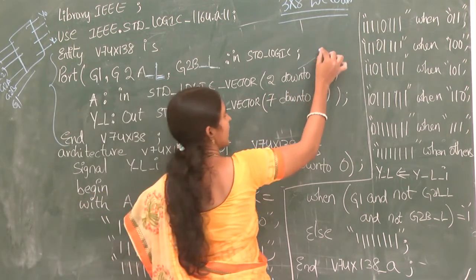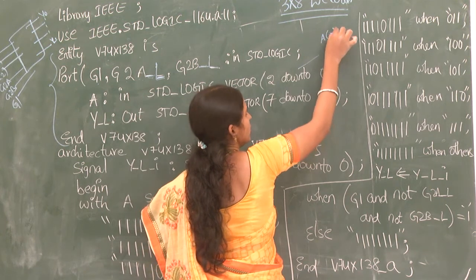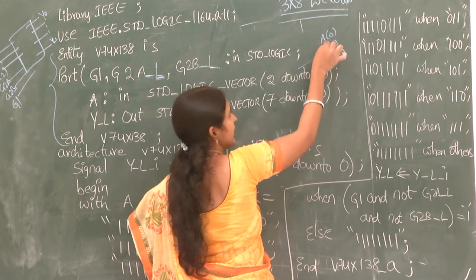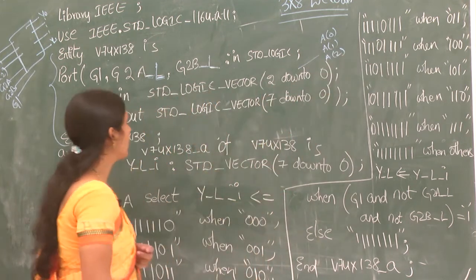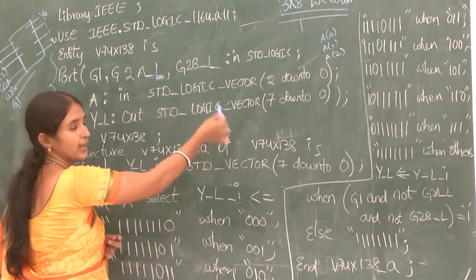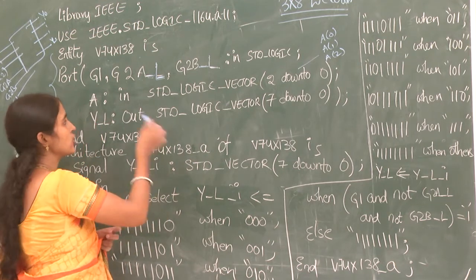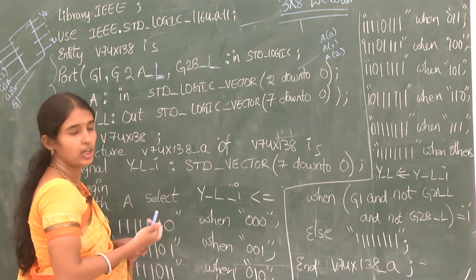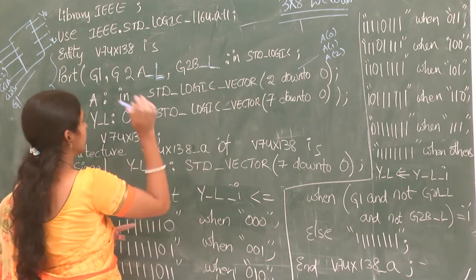What are those 3 bits? A of 0, A of 1, A of 2. A is of 3 bits. Okay. Either you can mention it like this, or else you can mention it like A1, A2, A3. Either you can write the code like this or like this also.